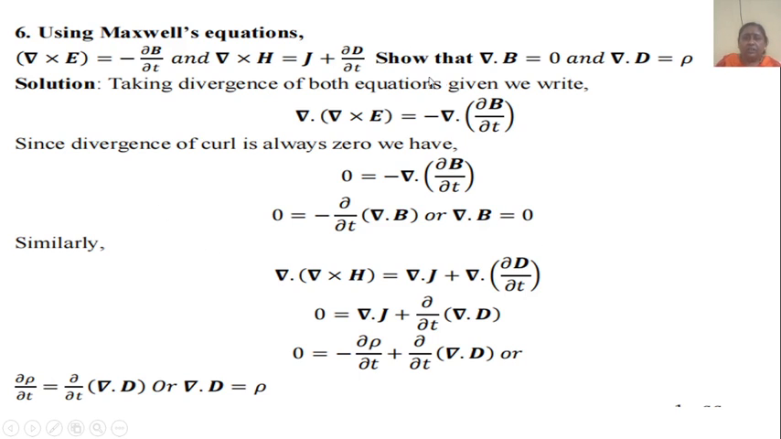Now another Maxwell equation, that is del cross H equal to J plus delta D by delta T. Now again taking the divergence of this equation, we get del dot del cross H equal to del dot J plus del dot delta D by delta T. So here also divergence of curl becomes 0. So 0 equal to del dot J plus delta by delta T del dot D. So 0 equal to minus delta rho by delta T plus delta by delta T del dot D, or delta rho by delta T equal to delta by delta T into del dot D, or del dot D equal to rho.